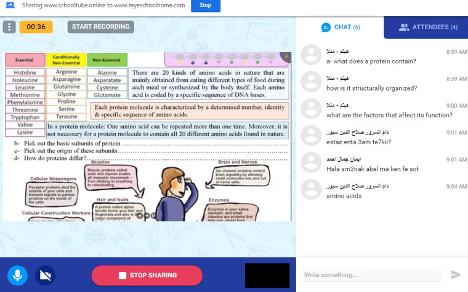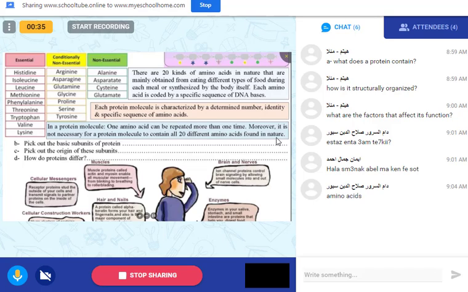Okay, this sentence is very important. This one in blue. In a protein molecule, one amino acid can be repeated more than one time. So it is not necessary for a protein to contain all 20 different amino acids found in nature.